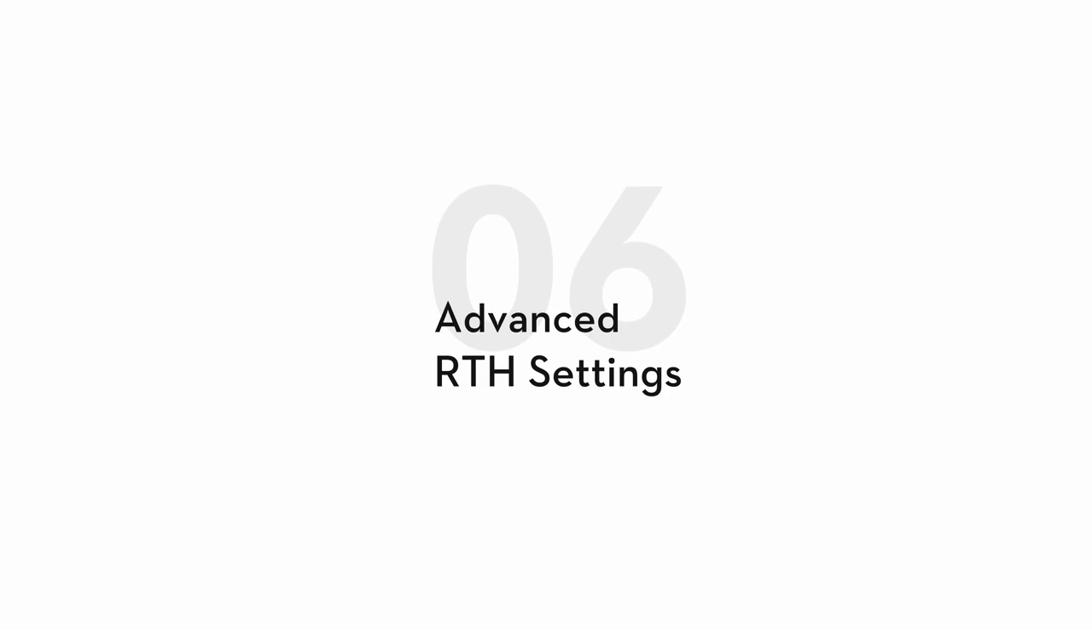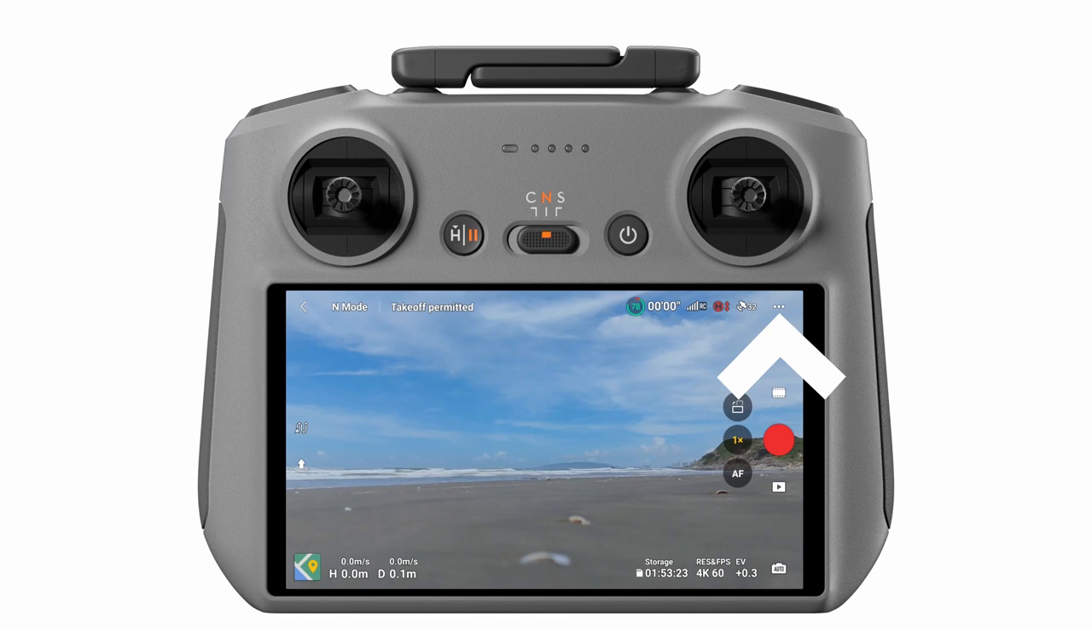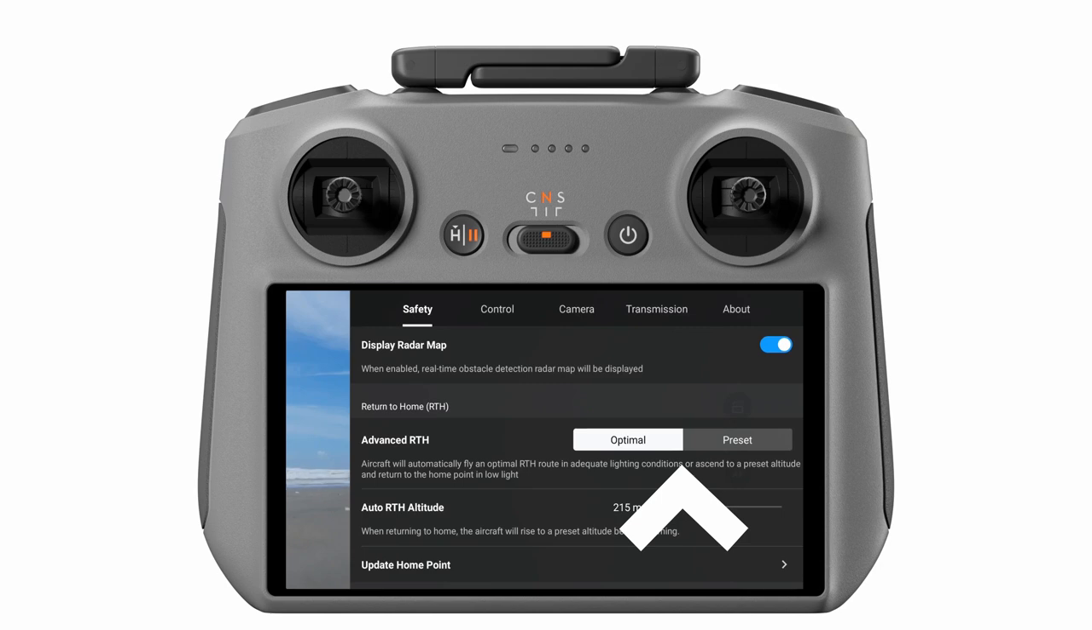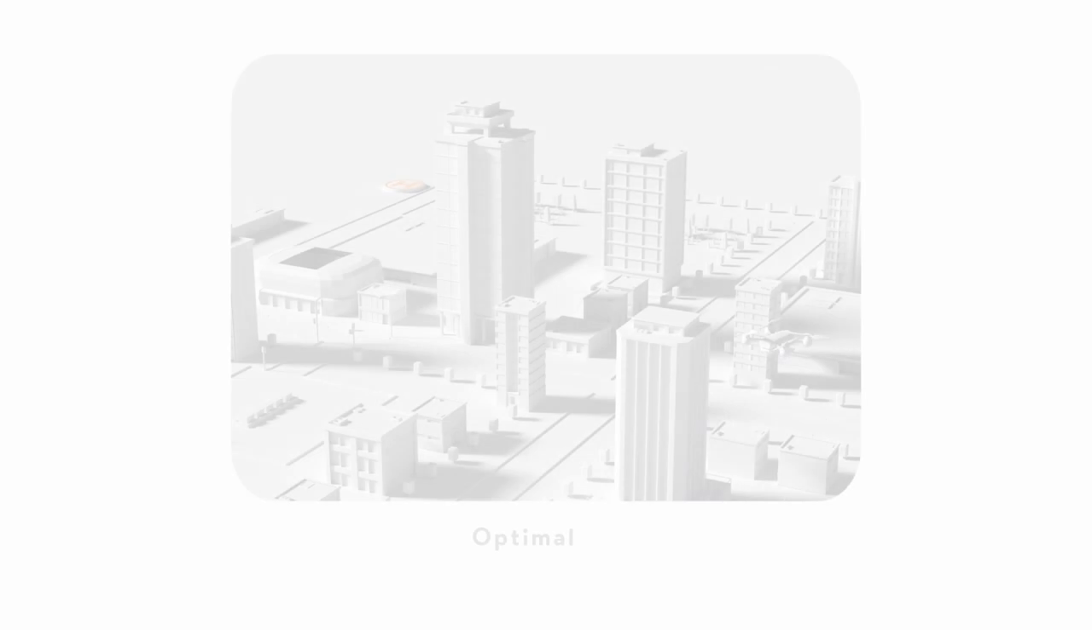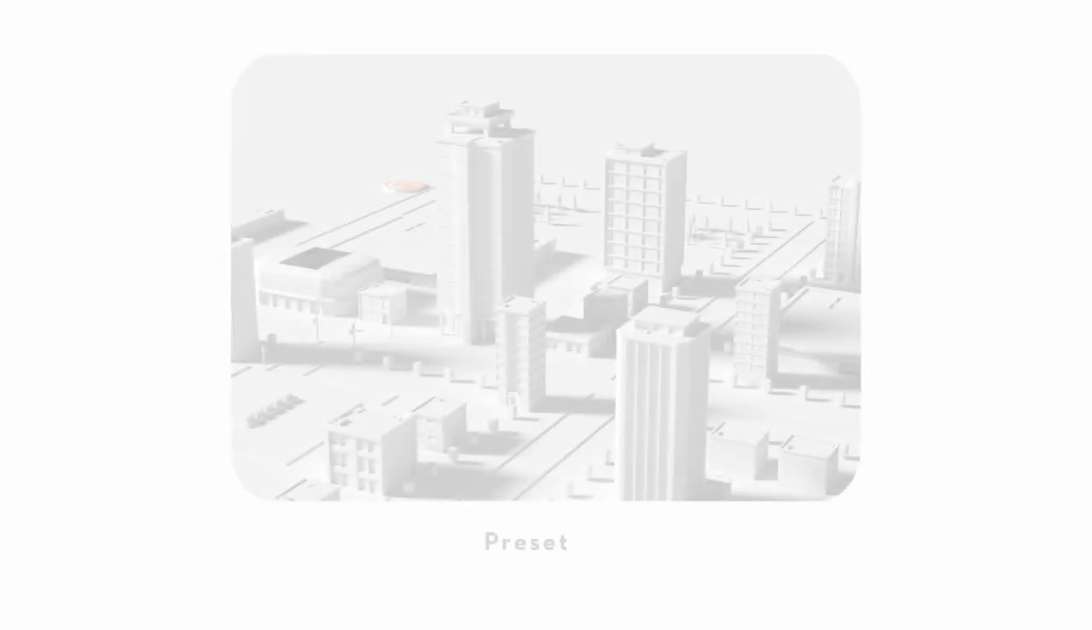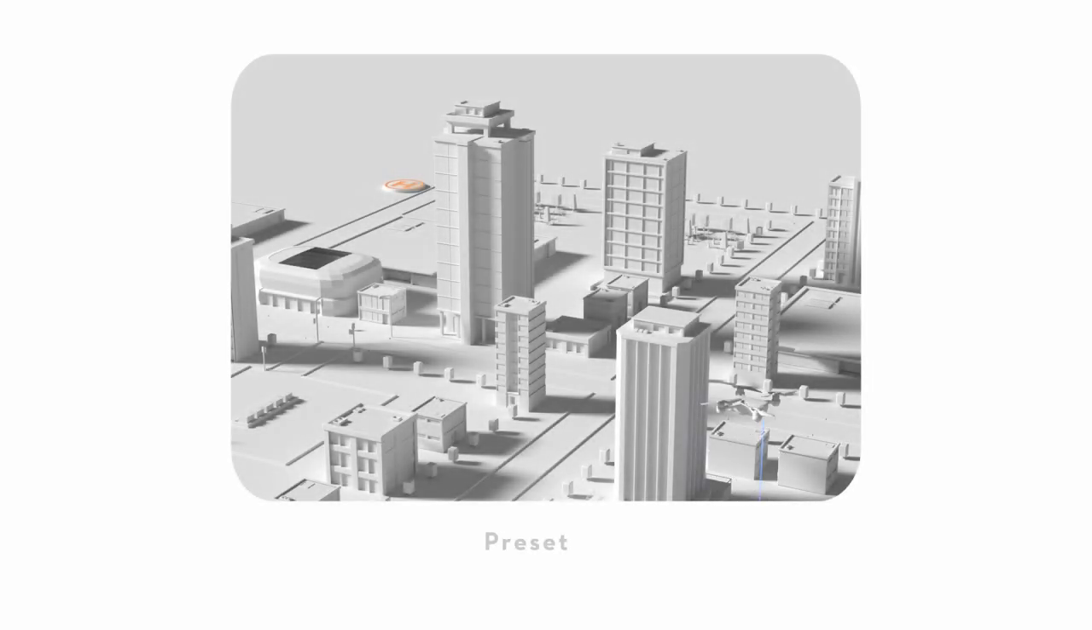Advanced RTH settings. Enter the safety settings and set the advanced RTH to optimal or preset. Optimal is the default setting. When optimal is selected, the aircraft will automatically plan the optimal RTH path and adjust the altitude according to the environmental conditions, regardless of the RTH altitude setting. With optimal RTH, the aircraft travels the shortest distance possible, reducing the amount of battery power used and increasing the flight time. If preset is selected, the aircraft will ascend to a preset altitude first, then plan the RTH path automatically and return to the home point.